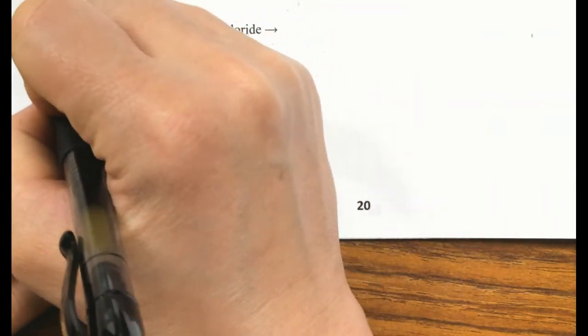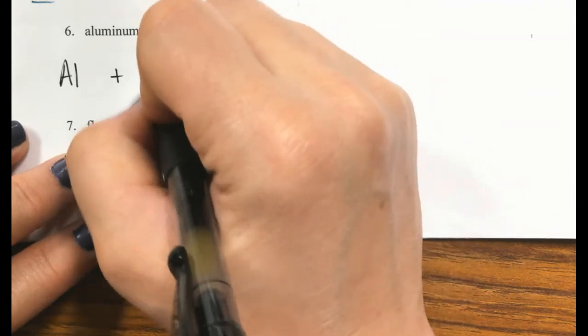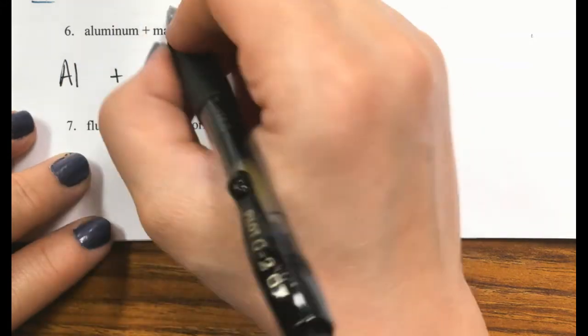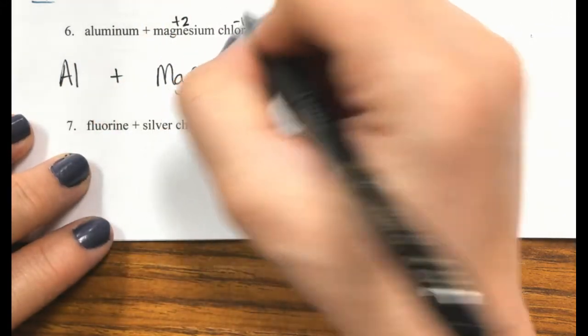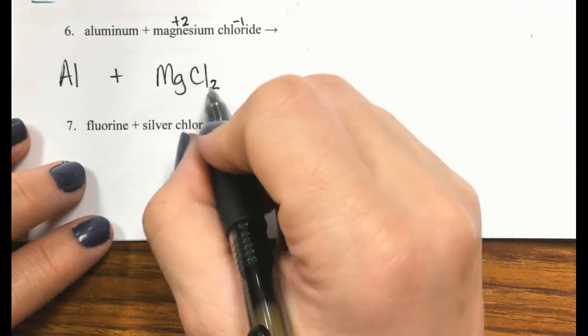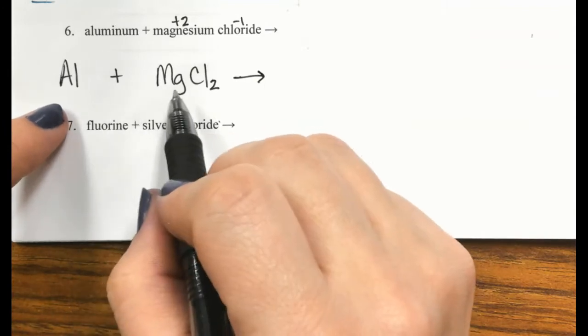6, we have aluminum plus magnesium chloride, magnesium and chloride. Aluminum is not a diatomic. Magnesium is +2, chloride is -1. Crisscross those, so we need a subscript of 2 here, and then yields. What kind of reaction is this?